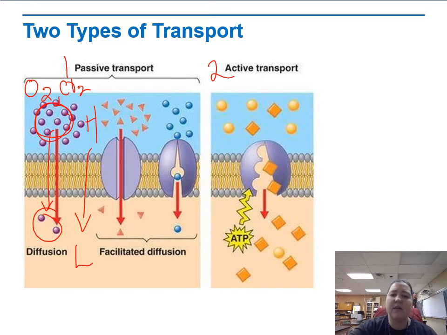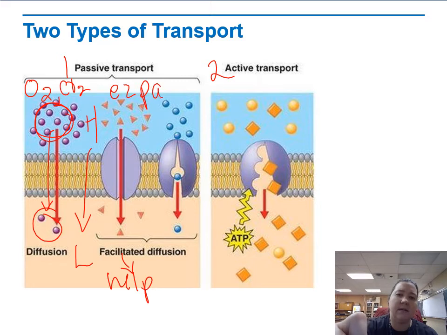But then there's facilitated diffusion. What do facilitators do? They help you do stuff. So facilitated just means help. And that help comes in the form of a protein. I like to call this the easy pass type of diffusion, because for whatever reason, these other molecules, the triangles and the blue circles, can't make it through the membrane by themselves.